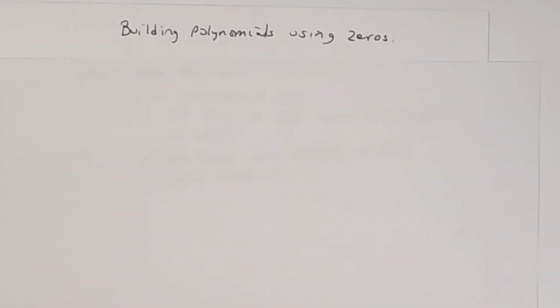Okay, so in this lesson, we're going to build or write polynomials using zeros, or given that you're told that a number is a zero. Before we can do that, though, let's remind ourselves about the factor theorem.